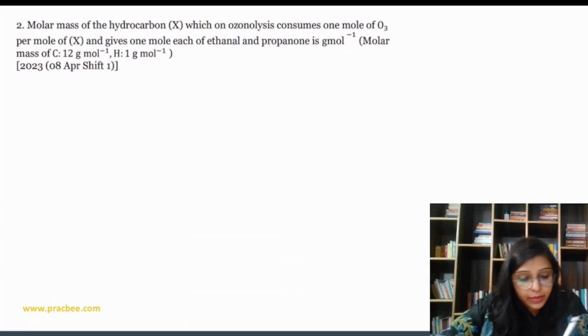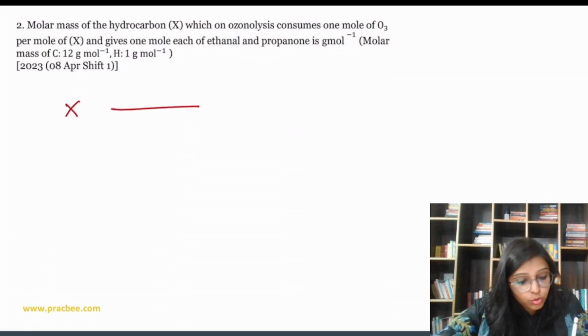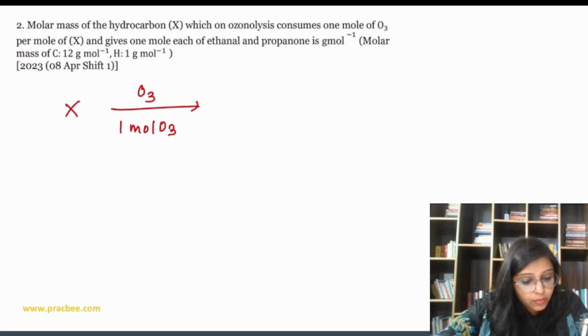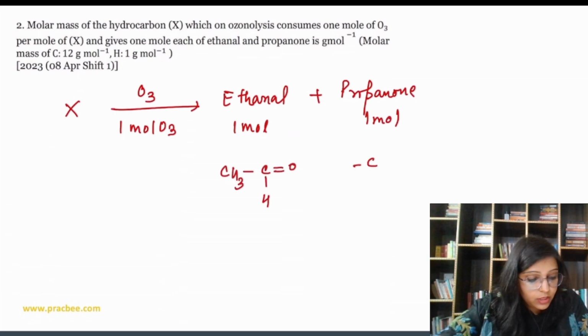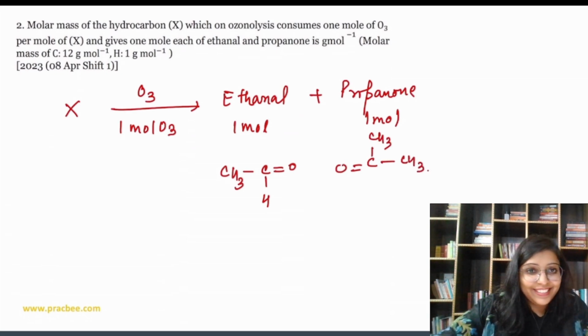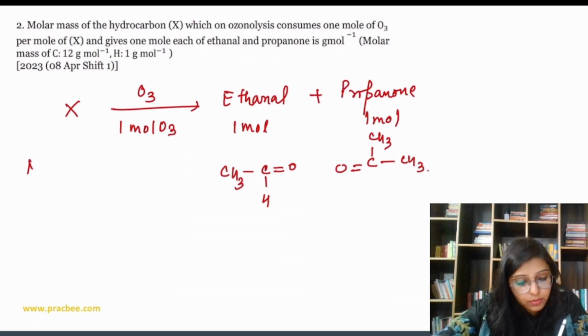Find the molar mass of hydrocarbon X, which on ozonolysis consumes 1 mole of O3 per mole and gives 1 mole each of ethanal and propanone. Ethanal is CH3CHO, and propanone is CH3COCH3. There's a reason why I'm writing this. Propanone is this and ethanal is this, and we have to find out the molar mass of X.